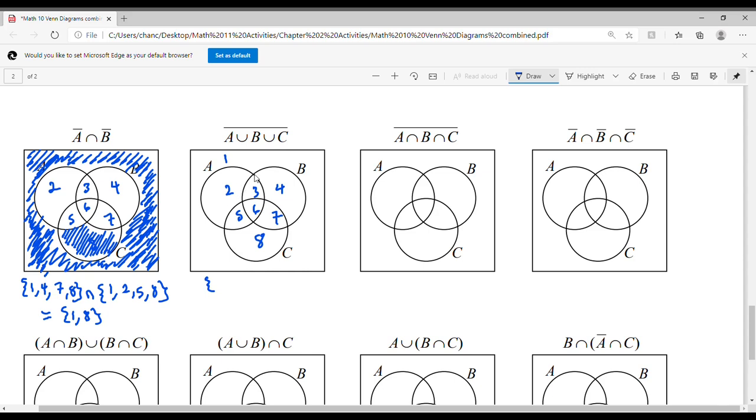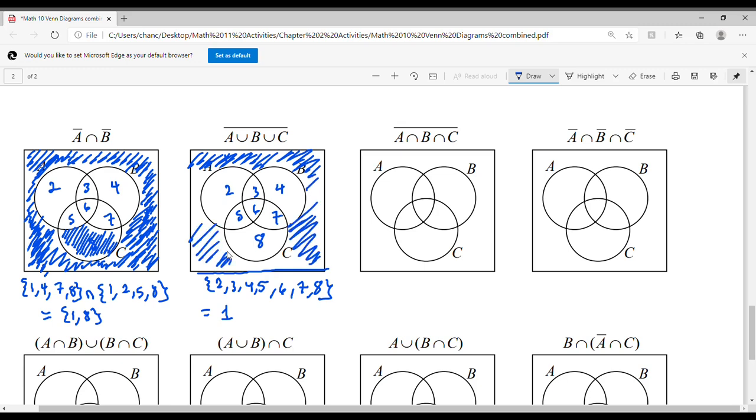A union B union C would be everything in A, everything in B, and everything in C. So I would have the numbers 2, 3, 4, 5, 6, 7, 8. But we have to take the complement of that. So what is in our universe that's not in this list? Well, that's the number 1. So we're just going to shade region 1, which is everything outside of our circles. Everything outside our circle is going to be shaded.